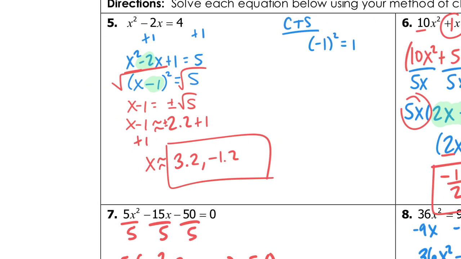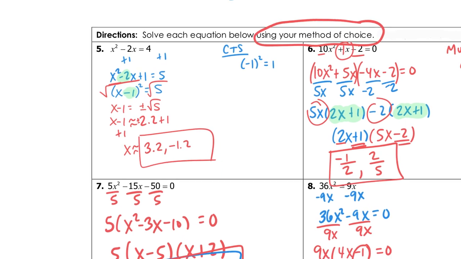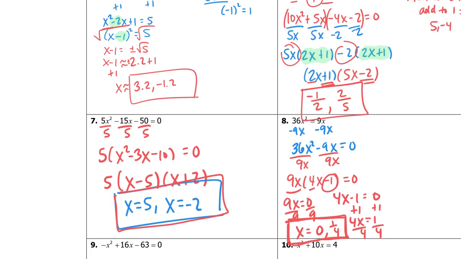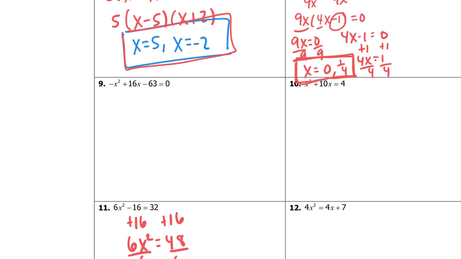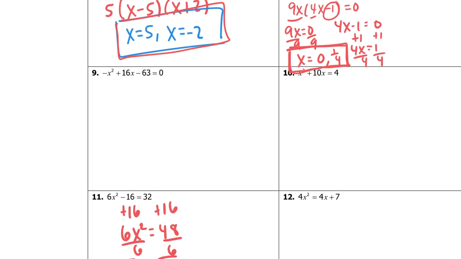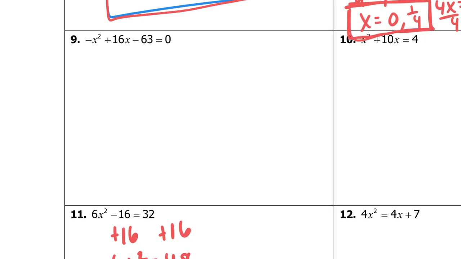You have a choice here. If you don't like completing the square, nothing says that you have to do it that way. It literally says using your method of choice. So you could do the quadratic formula. I feel like a lot of you like that better. I'm just trying to demo all methods, but you do whatever you like best. Let's see. These other ones, I honestly would probably, let's see, number 9.